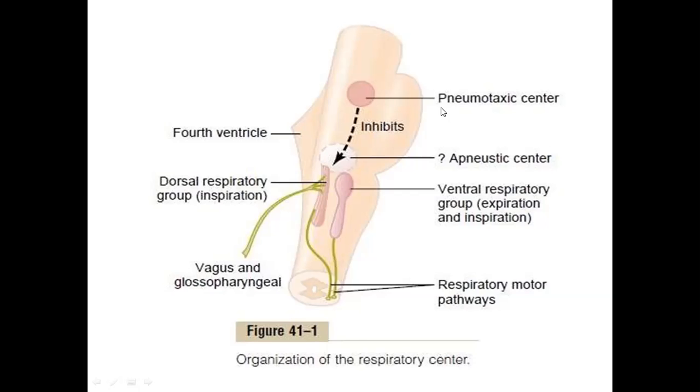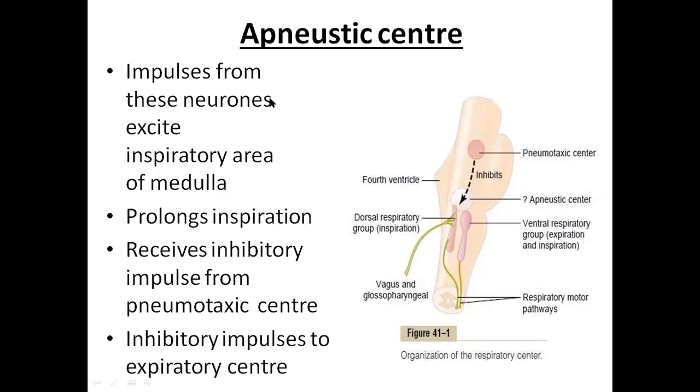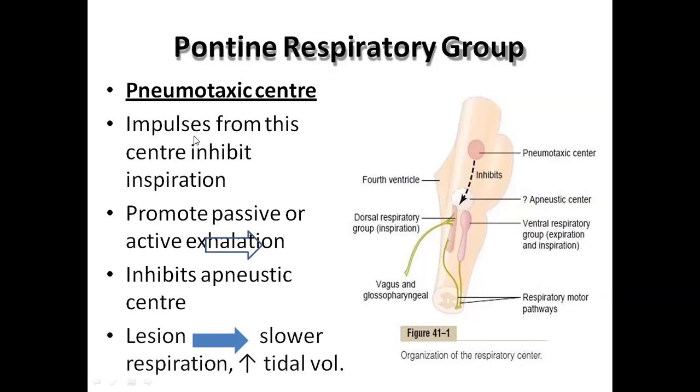Now let us know about the pneumotaxic center and apneustic center activities. The pneumotaxic center is present in the pons varolii, the pontine respiratory group. It sends impulses which inhibit inspiration. So the pneumotaxic center inhibits the inspiratory movements, and it promotes passive or active exhalation. So it controls the inspiration movement, and it cannot control the exhalation process. And it also inhibits the apneustic center. So the pneumotaxic center inhibits the activity of the apneustic center.